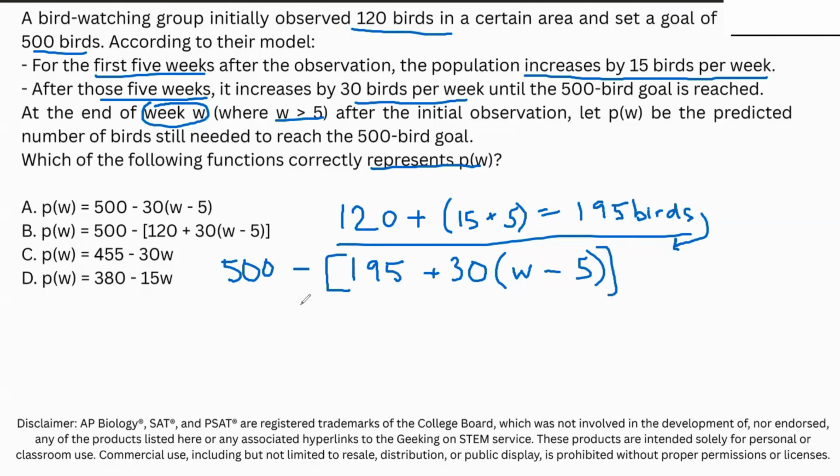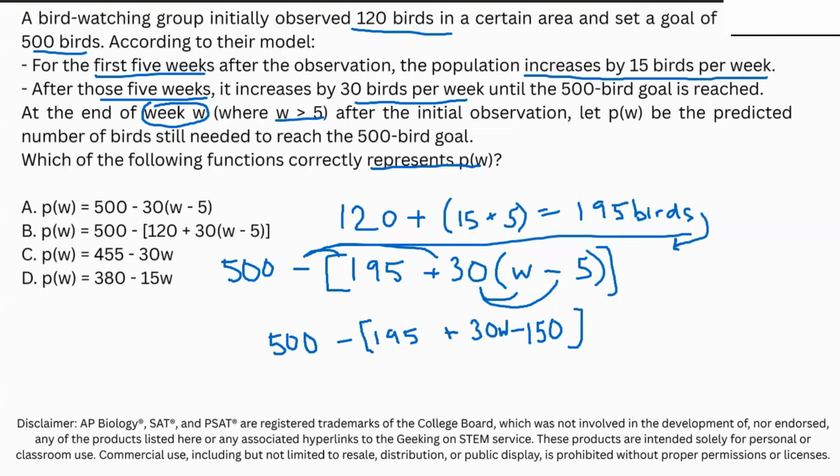We can go ahead and simplify this by distributing the negative sign, but I'm going to start within the parentheses, right? So I have to go ahead and distribute this. So it's 30W minus 30 times 5, which is 150. I forgot to bring down the W here. So we have 30W minus 150. Now I'm going to bring that 195 over and bring down my negative sign as well.